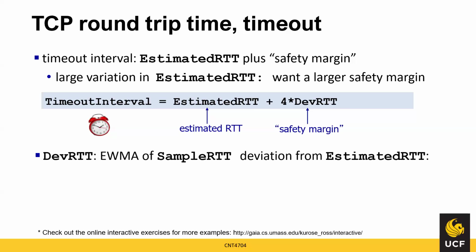And here the variation is DevRTT. This is simply how much the measured round trip times deviate from the average. The formula isn't exactly important. It's just a running estimate that tracks how bouncy or stable the RTT has been, with the different plots that we've seen in the last slide.